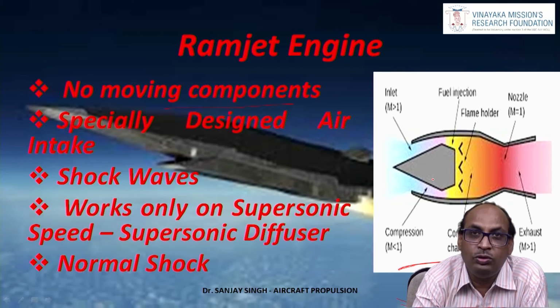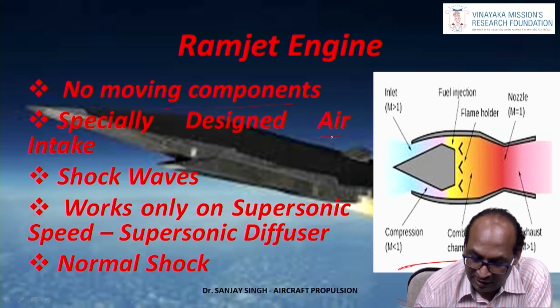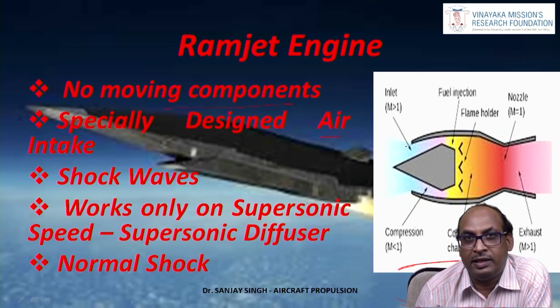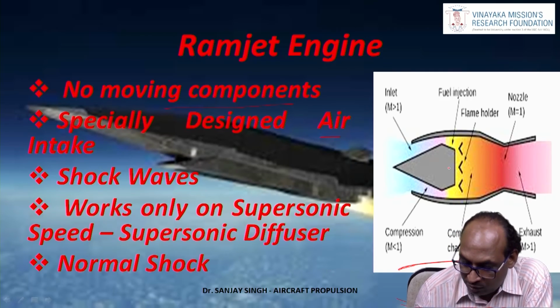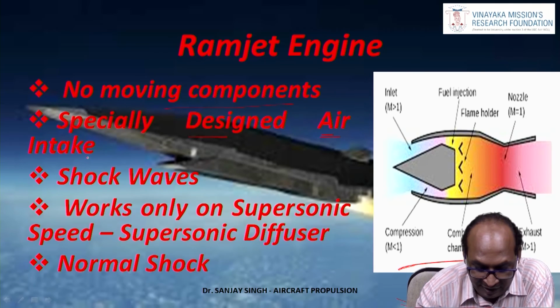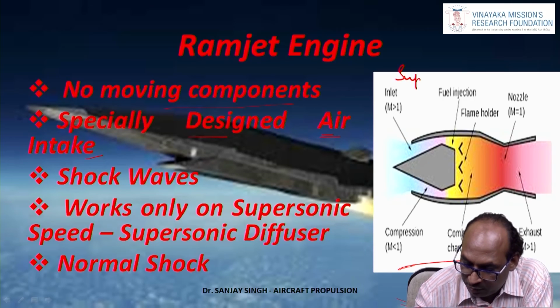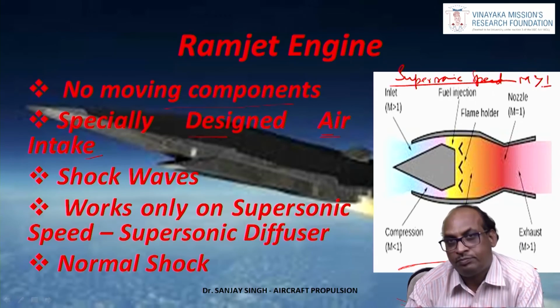Then how can we use this engine? The question arises. So what happens in this type of engine? It is fitted in an aircraft in which a turbojet engine is already fitted. Now let me tell you how this engine operates. This engine has a specially designed air intake. Now at supersonic speed, because this type of engine can be operated only at supersonic speed, which means M is greater than 1.